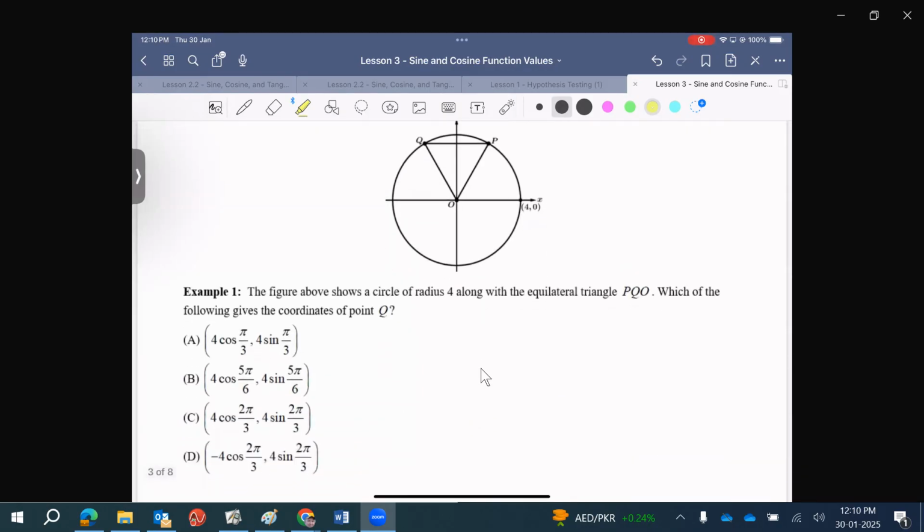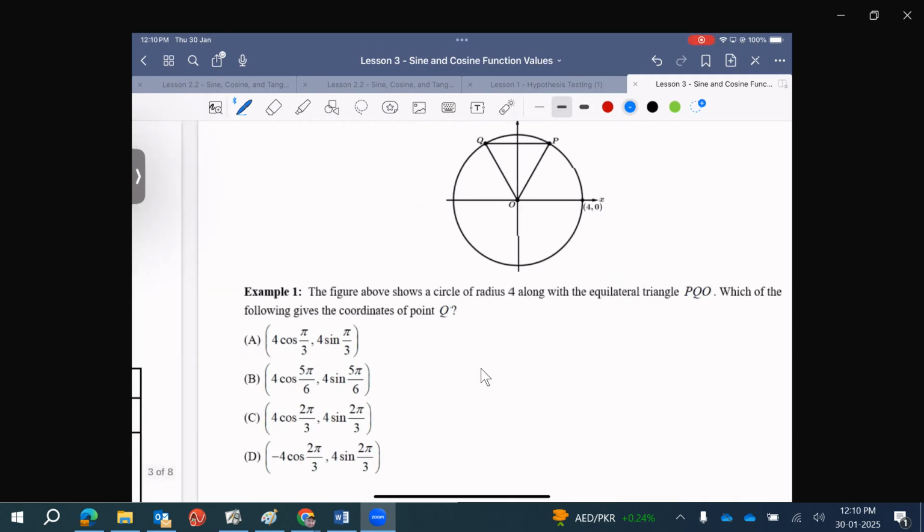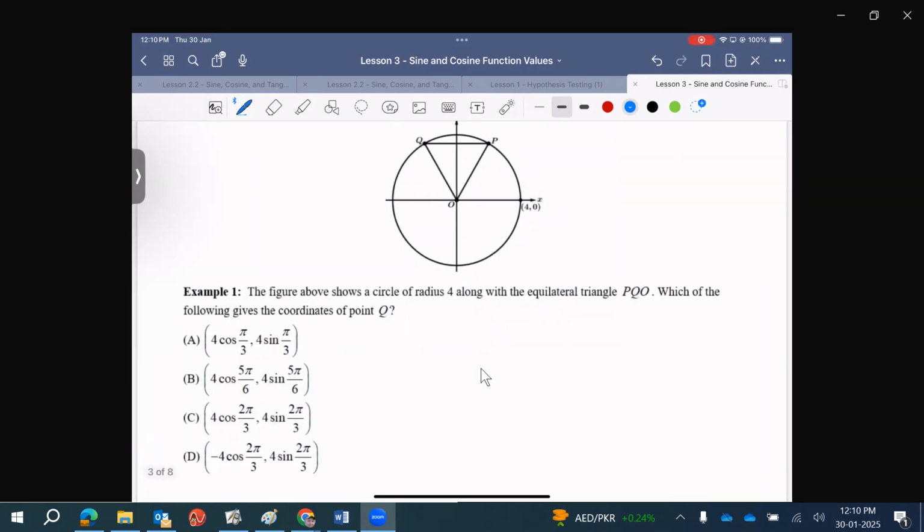Right then, we're going to have a go at example number 1. The figure shows a circle of radius 4 along with an equilateral triangle PQ0. Which of the following gives the coordinates of point Q? Right then, how are you going to figure this one out? It looks like a really hard thing to do, doesn't it? Take yourselves a couple of minutes, sit down, have a nice cup of tea, and see if you can solve the problem.